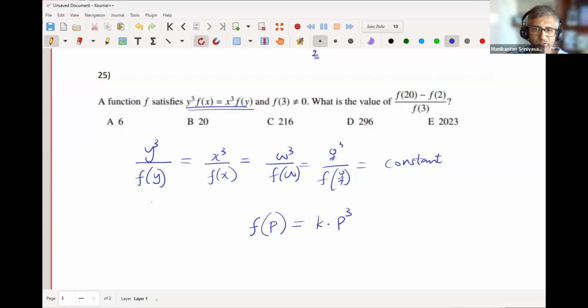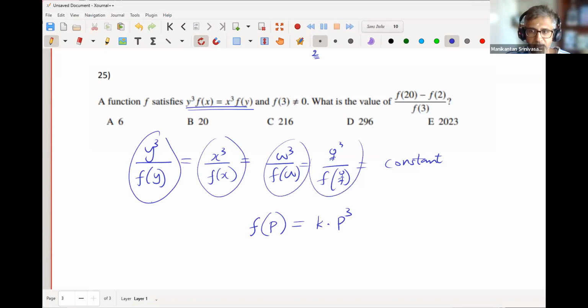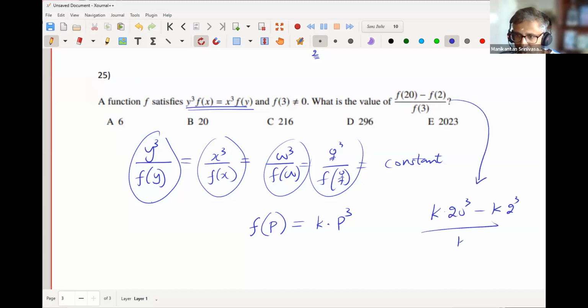Only then this will work out, right? If y cubed upon f of y is the same as x cubed upon f of x, you're essentially saying no matter what x and what y we put, only if that quantity is a constant will this work out, right? So k into p cubed. All of you on this one? Yes. Yeah, and then now it's very easy. So now it's k into 20 cubed minus k into 2 cubed by k into 3 cubed. That's it. So k obviously will get cancelled. So it's 20 cubed minus 2 cubed.